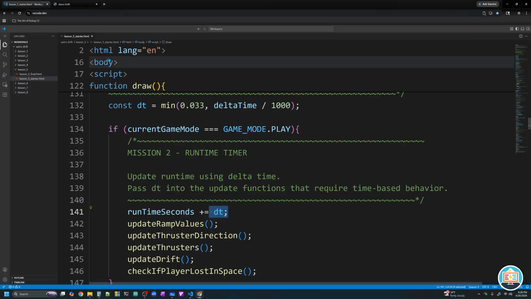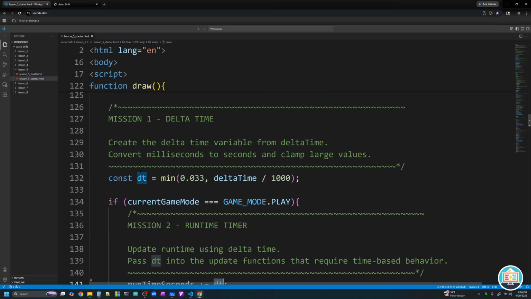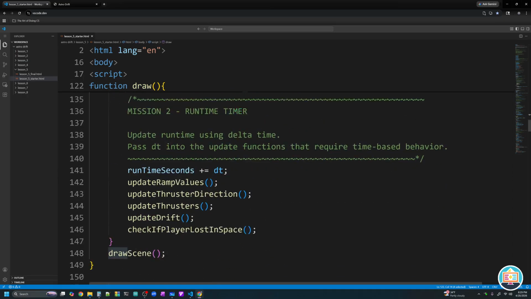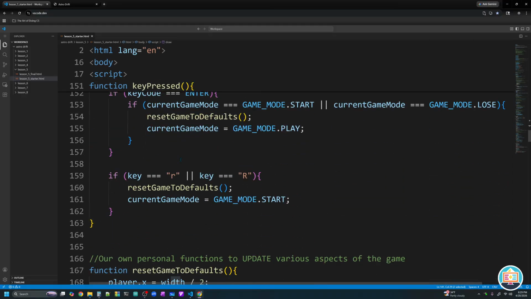Now there's a second part here. It says pass DT into the update functions that require time-based behavior. So some of these things might need to know about our DT variable. So right now this DT variable is only defined inside of this draw function. Think of it as it's like locked inside of here. And if it wants to go to another function, we have to sort of send it to another function by putting it inside of these parentheses. So let's go look at what might need to have access to our delta time variable.